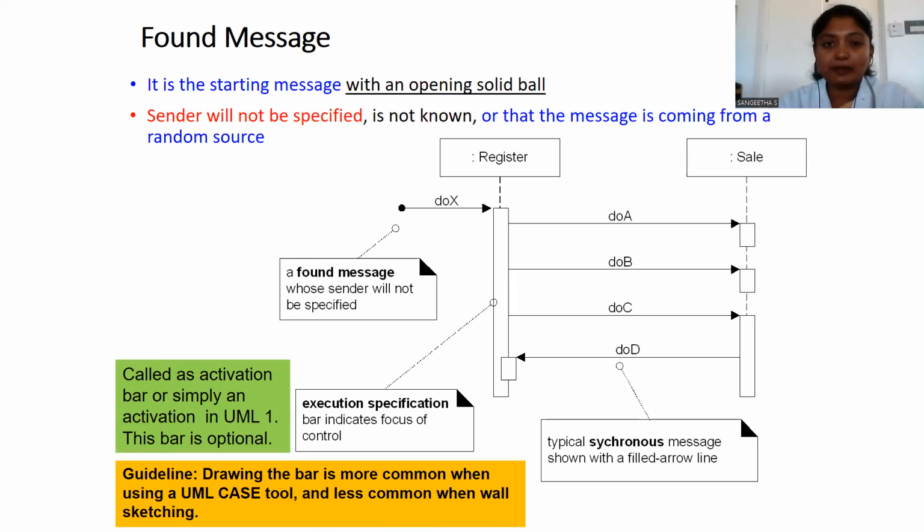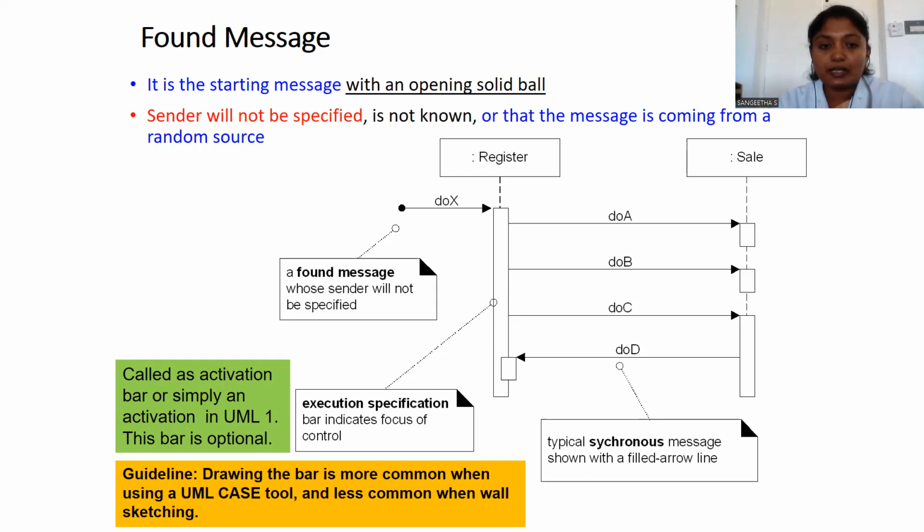So this is one example for a sequence diagram. Just to see this diagram. In this diagram, we have two objects which are called register and sale correspondingly. So we have two lifelines and lifeline boxes also. For register, there is one incoming message which is called doX. That is the first message received by the object register, but we don't know who is the sender of this message.